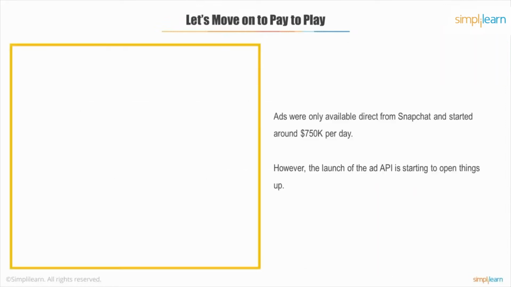Now, originally, ads were only available directly from Snapchat to a very limited number of brands, and they started at around $750,000 US per day. Clearly, that's out of reach for all but the very, very largest brands. Now, the launch of the ad API is starting to open things up. They can be purchased and managed through approved Snapchat partners.